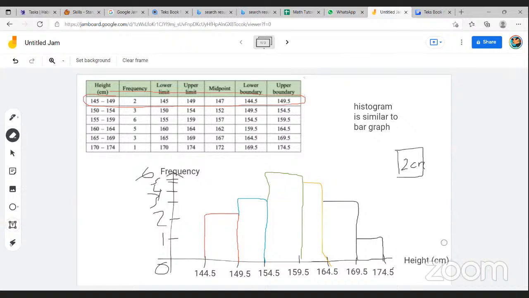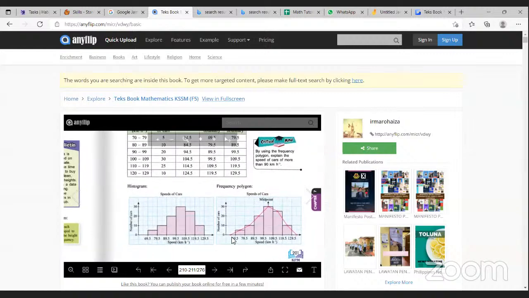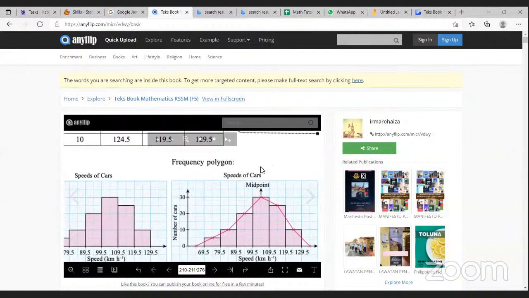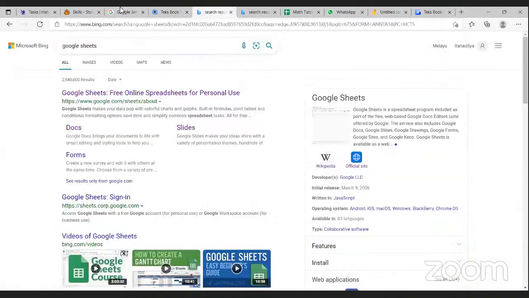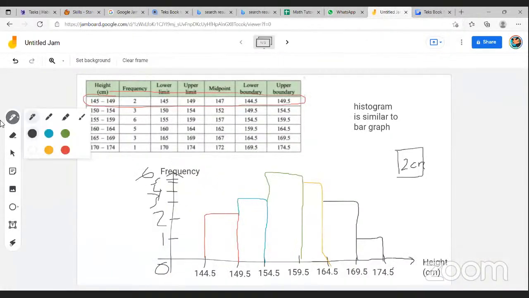They often will ask you how to draw a frequency polygon. Sometimes they ask you to draw frequency polygon and histogram separately, but sometimes they ask you to combine the both. So frequency polygon, it looks something more like this. So basically what you need to do is you take the midpoint. Frequency polygon, make sure you do not draw the points at the upper and lower boundary, but always at the midpoint.